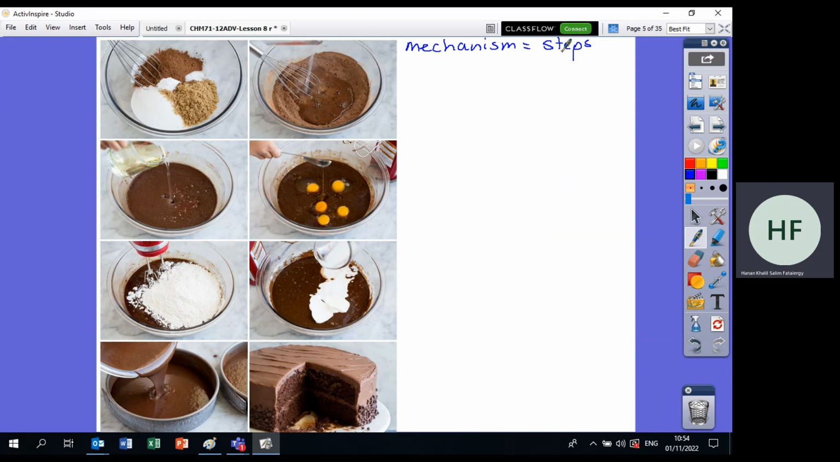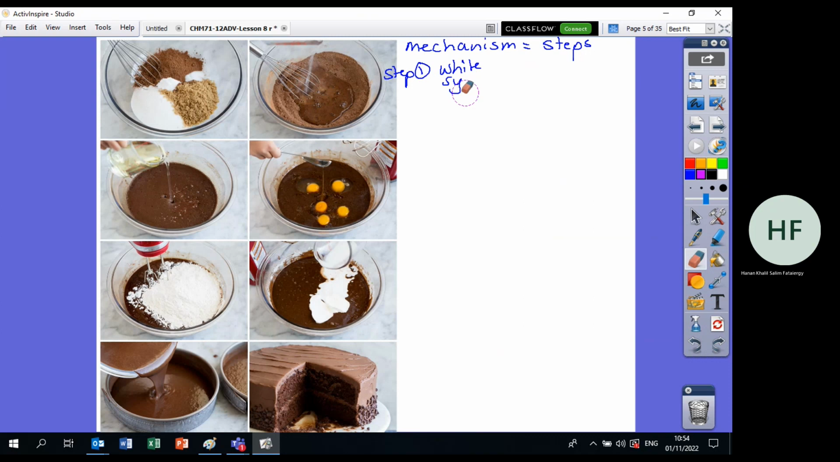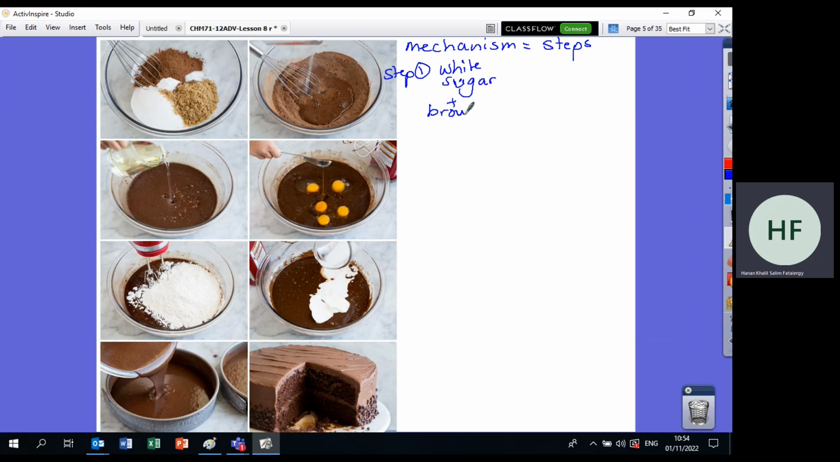Now I want you to help me to tell me what are the steps for baking a cake. We will start here with step number 1. In step number 1, I will put white sugar, and then I will add to it brown sugar, and I will add to it cocoa powder. Okay, and this will be mixture number 1. I will get mixture number 1.